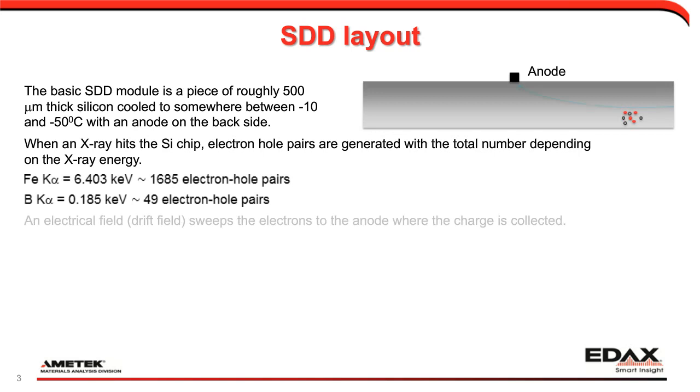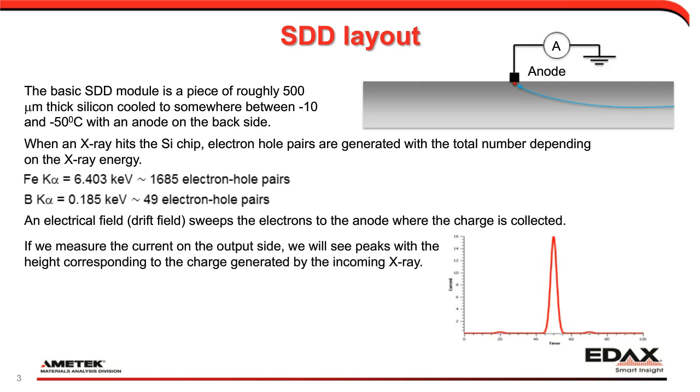What we do inside after generating the electron hole pairs is to apply an electrical field, or drift field, which basically sweeps the electrons to the anode where we collect the charge. So this is one of the big differences between the older SILI detectors, the liquid nitrogen cooled ones, and the modern drift detectors, where we have a relatively short distance. The electron hole pairs move through, and we apply a field to sweep them into the anode, which increases the speed with which we can.